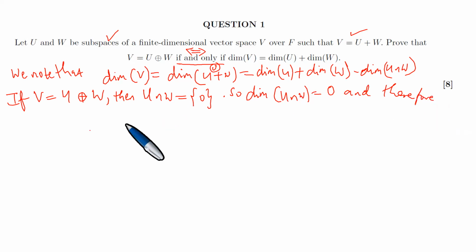And therefore, what's the dimension of V? If you found that the dimension of the intersection is 0, it means the dimension of V is just the dimension of U plus the dimension of W. So the dimension of V here is the dimension of U plus the dimension of W.